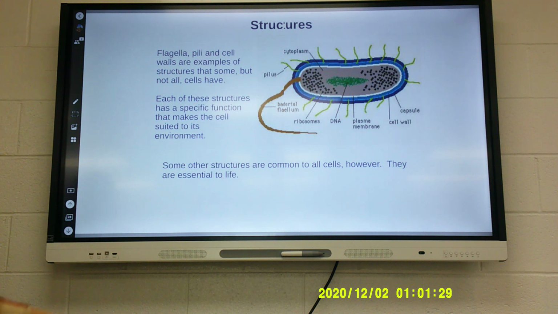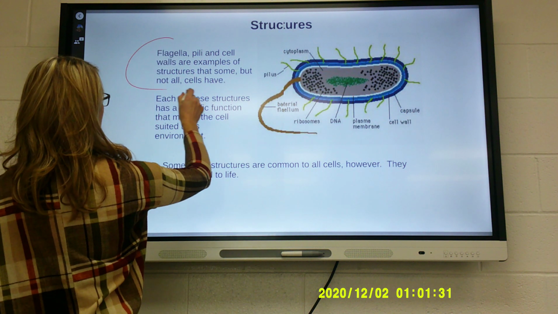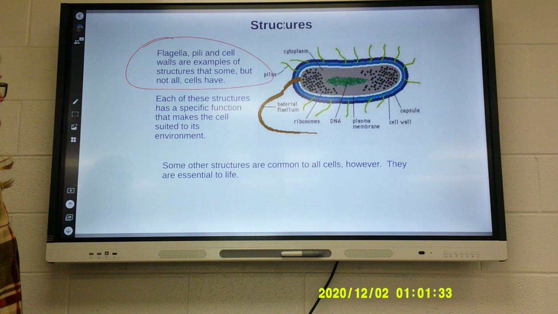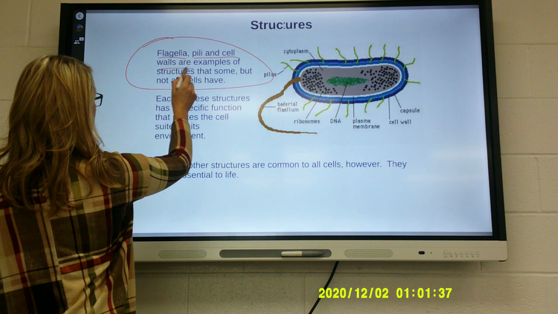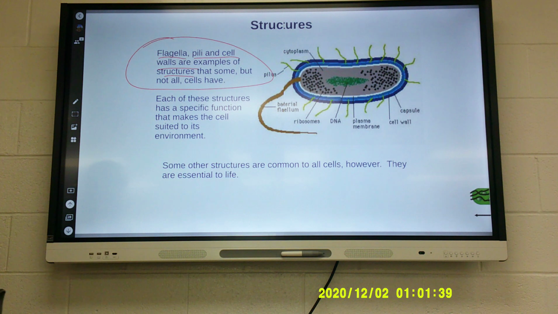Structures. Flagella, pili, and cell walls are examples of structures that some, but not all, cells have. Each of these structures has a specific function that makes the cell suited to its environment. Some other structures are common to cells, however. They are essential to life.